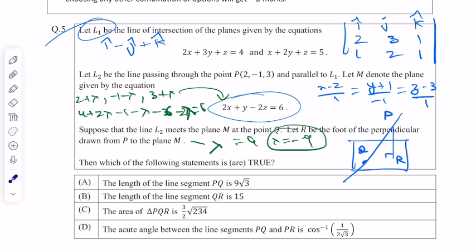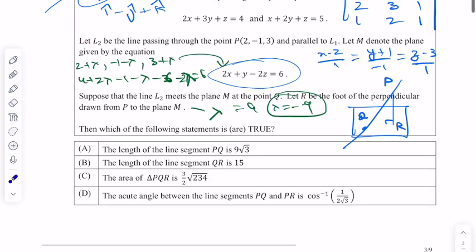Once we put in the value, you can easily get the point. After that, it's pretty simple. All the options you can check: simple distance formula, simple length. Once we get the length of PR, which we can find using the distance between a point and a plane, it will form a right-angled triangle. We can use Pythagoras theorem to get the length of QR as well. So this is how we could have done question number 5.